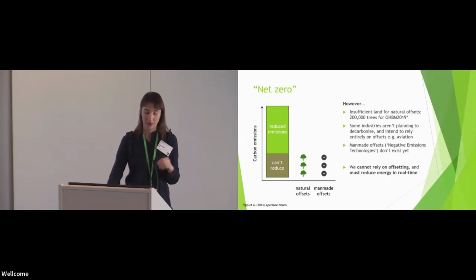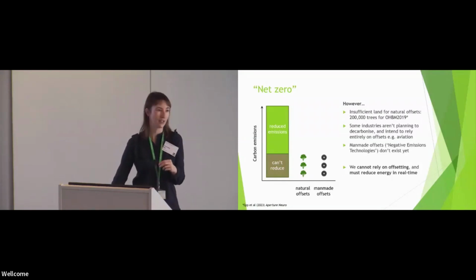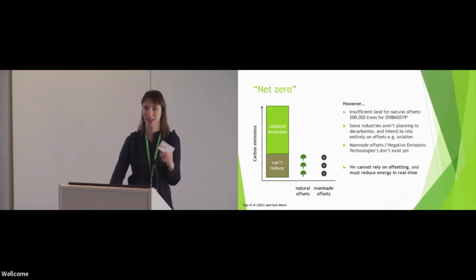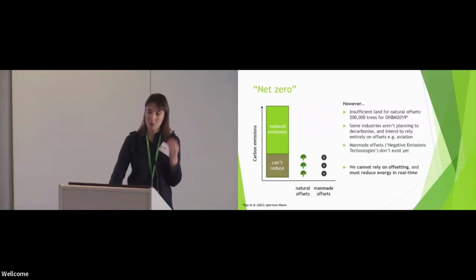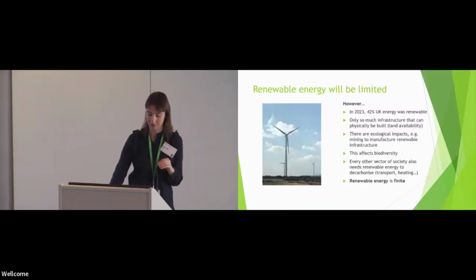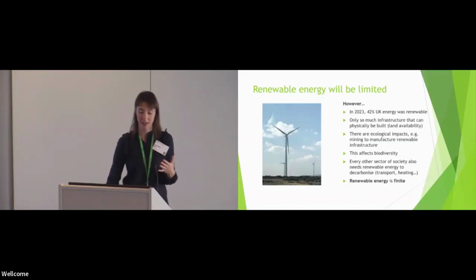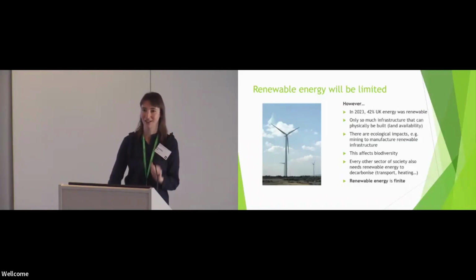We calculated that for the Organisation for Human Brain Mapping 2019 conference, we would have needed to plant 200,000 trees to offset the emissions from the attendees flying to attend that conference. And unfortunately, we can't rely on man-made offsets, so-called negative emissions technologies, because they do not yet exist. So this means we can't rely on offsetting to get to net zero, and we must reduce energy in real time. And we hit a further snag that renewable energy is in fact limited.